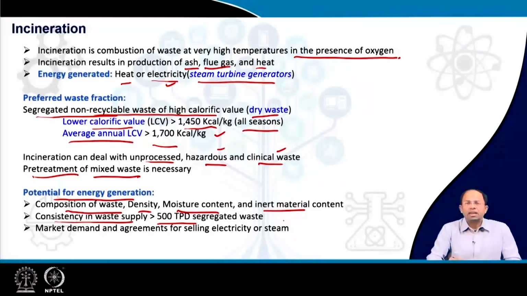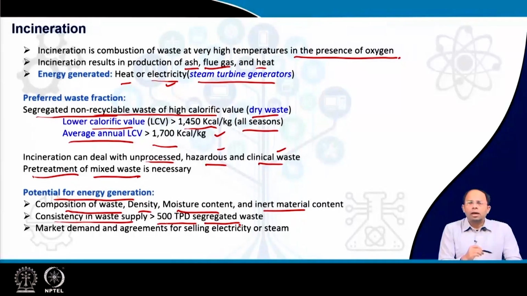That means segregated waste should be supplied to the plant, and in today's context, many plants have their own pre-treatment systems, sorting systems, shredding systems and so on. But the total quantity of segregated waste received by the plant should be greater than 500 tons per day.